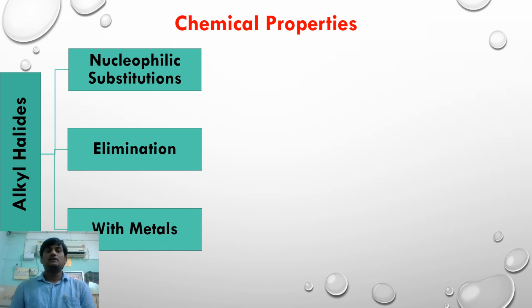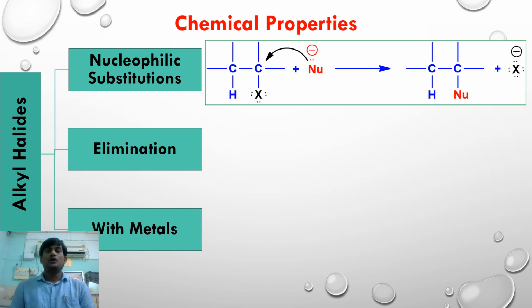In case of nucleophilic substitution reactions, the nucleophile attacks the reaction center and replaces the halogen from the organohalogen compound, and there is a formation of nucleophile substituted product. In this reaction, the halogen will be replaced or substituted by the nucleophile.